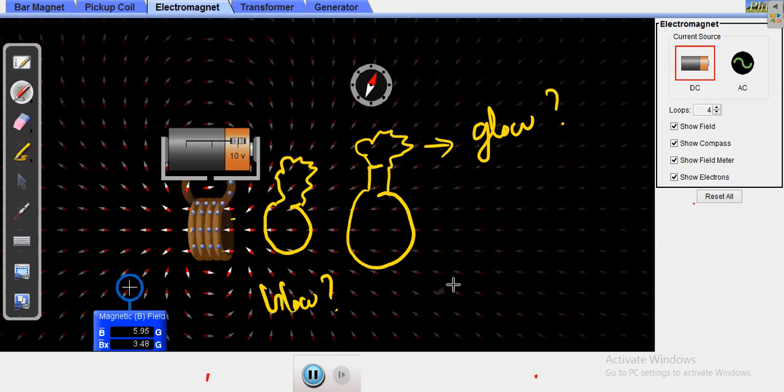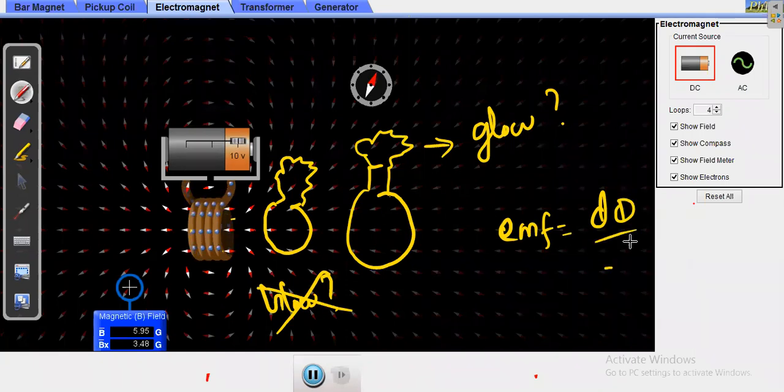What about others? You tell me some answer whether it will glow or not. If it glows, why? I am telling it will not glow. Why? Because the EMF induced in the coil always depends on d by dt.